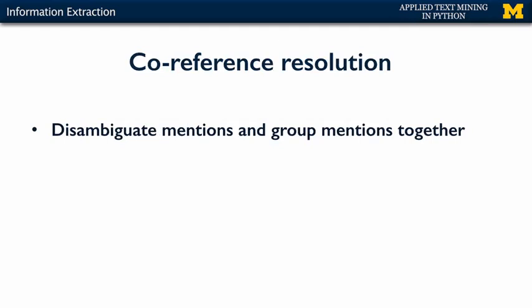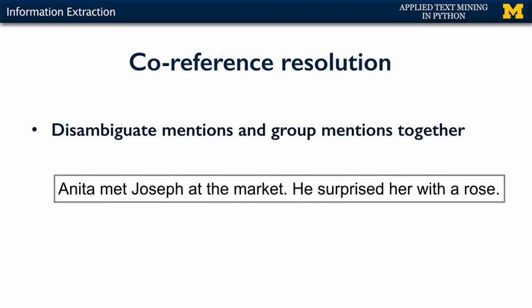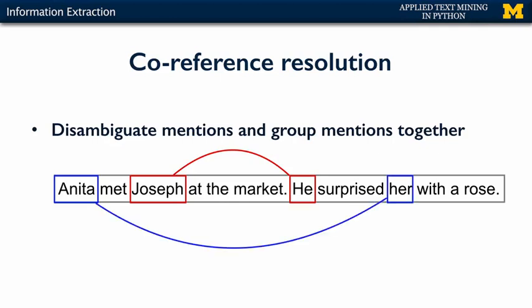The other task is co-reference resolution. That is to disambiguate mentions in text and group mentions together if they are referring to the same entity. An example would be: Anita met Joseph at the market and he surprised her with a rose. Then you have two named entities, Anita and Joseph. But then the second sentence uses pronouns, "he" to refer to Joseph and "her" to refer to Anita. So in this case, it's pronoun resolution where you are making an inference that Joseph surprised Anita with a rose.